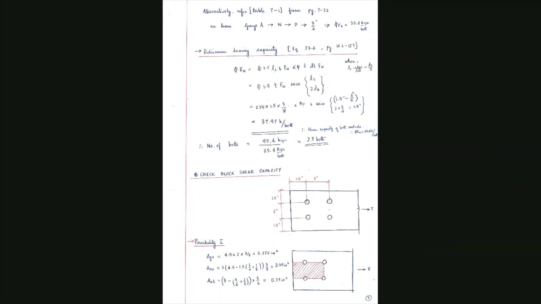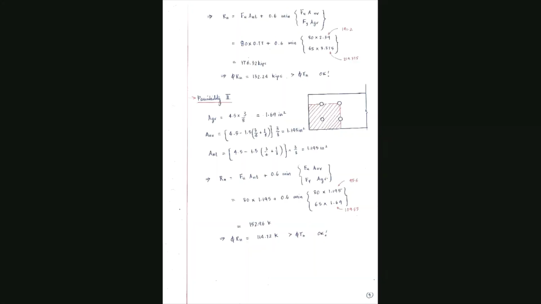We see that according to possibility 1, capacity in block shear is 132, which is higher than, I think, 95, the capacity of the tension member. So it is safe in this case. And in possibility 2, we get a value of 114, which is again greater than the capacity of the bolt. Therefore, it is safe once again, which means your design of bolt is done.